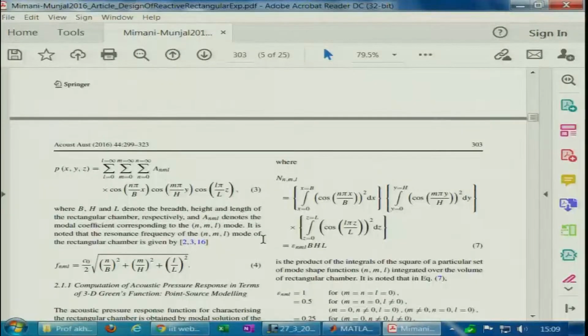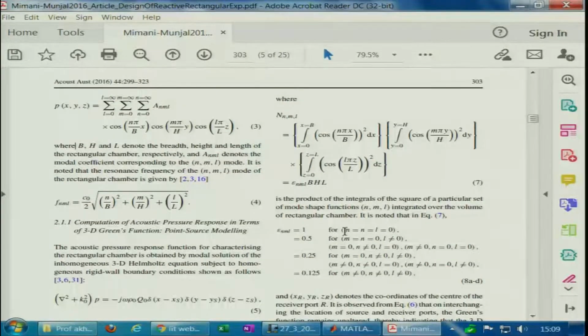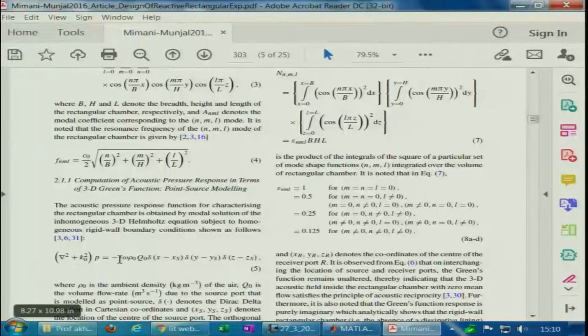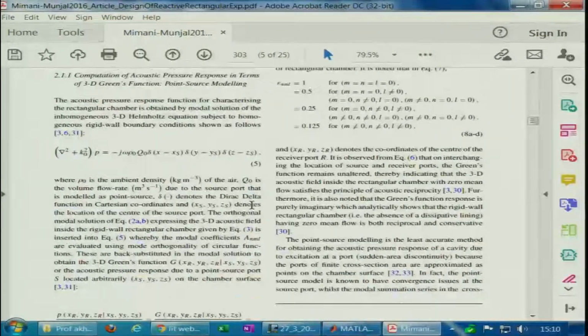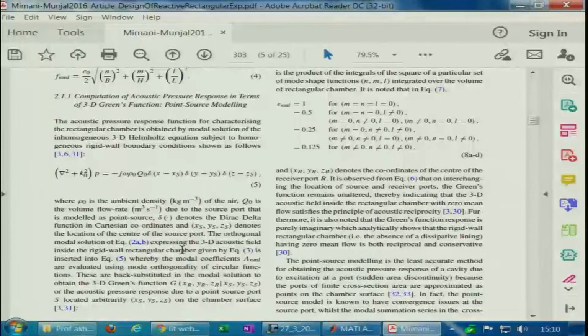So, we have this regular modal expansion and natural frequencies of the rectangular box, and these are our integral values. So, this is 1 when m is equal to n is equal to L, and 0.5 for the different permutations. This is the inhomogeneous point source equation, and we substitute the orthogonal modal solution of equation 2a into equation 5, and the modal coefficients are evaluated using orthogonality of the circular functions, then back substituted to obtain the Green's function representation for arbitrary location of ports. So, instead of x naught, y naught, z naught, we have x s, y s, z s.